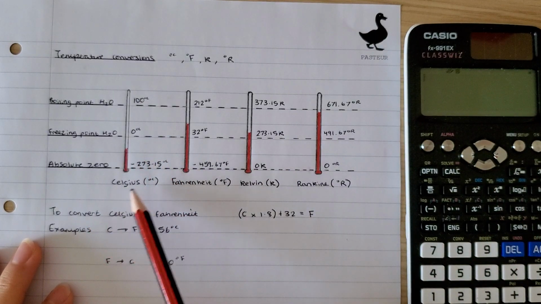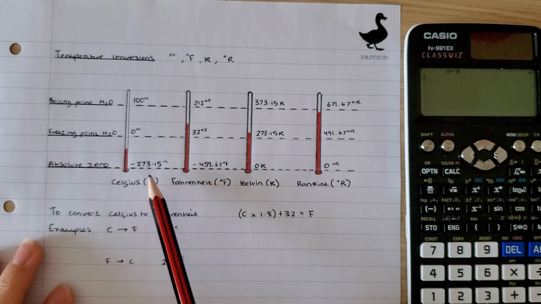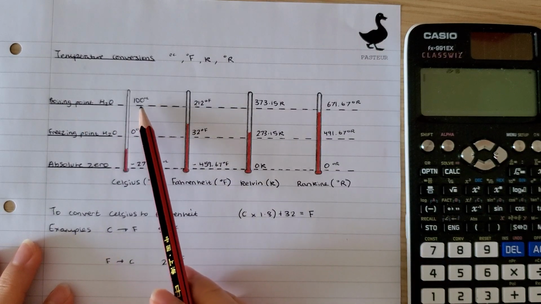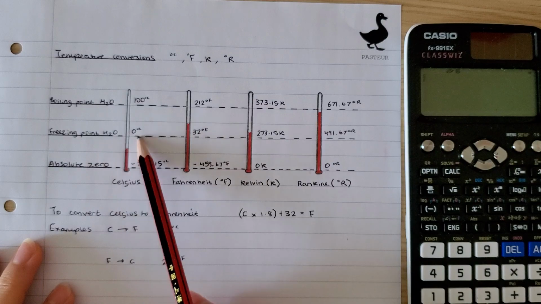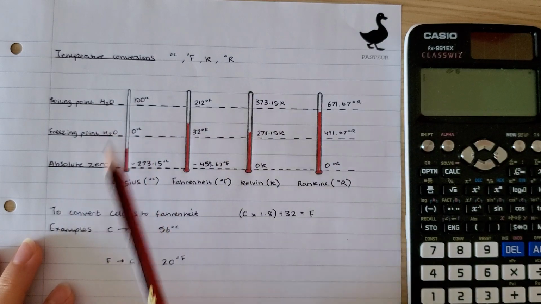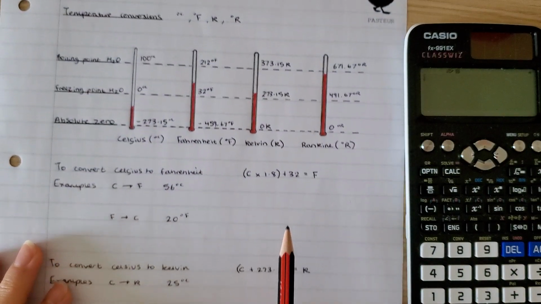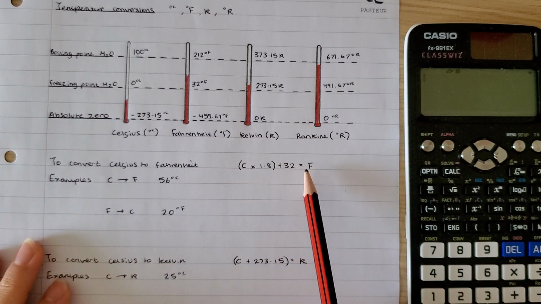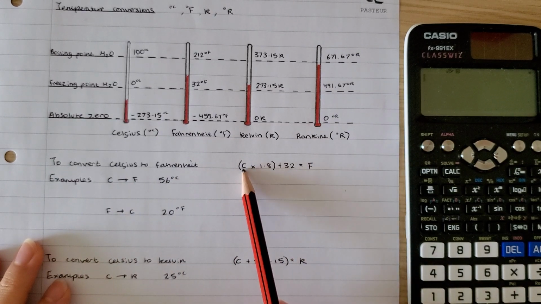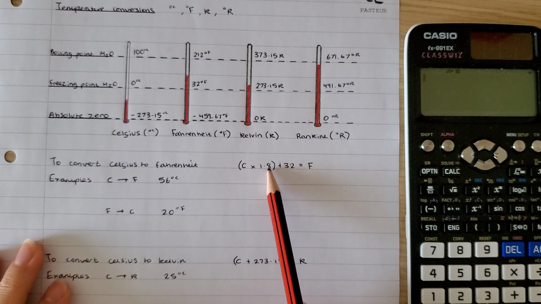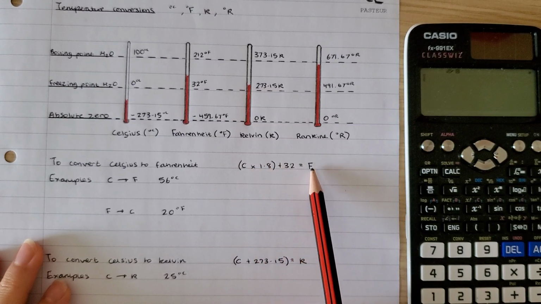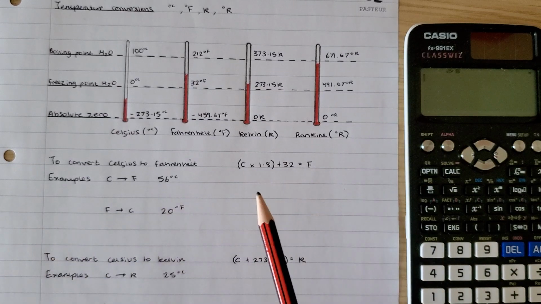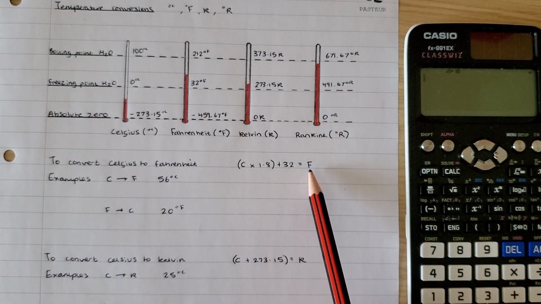So usually in normal everyday life we work in Celsius, so you would know the boiling point of water is 100 degrees, freezing point is 0, and etc. So to convert Celsius to Fahrenheit we use this equation. So Celsius times 1.8 plus 32 equals the temperature, but in the Fahrenheit scale.